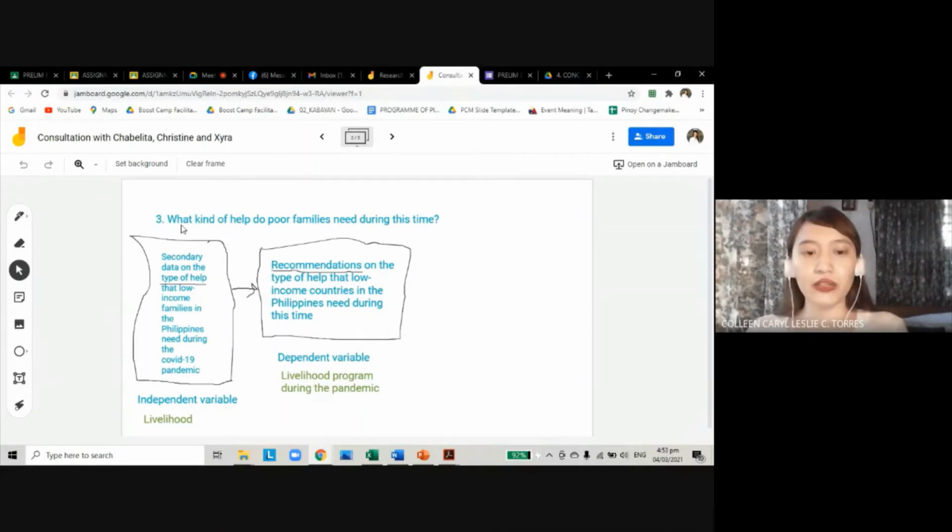So the research problem is what kind of help do poor families need during the pandemic. For the independent variable, what is causing the change, or rather, we are trying to determine recommendations on the type of help that low-income families in the Philippines need during this time. And the recommendations are dependent on the type of help that low-income families need.